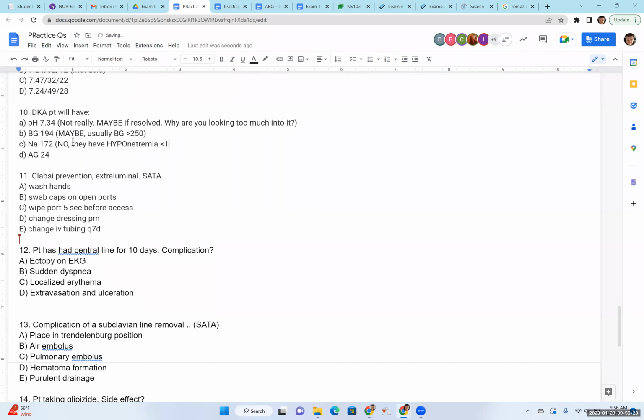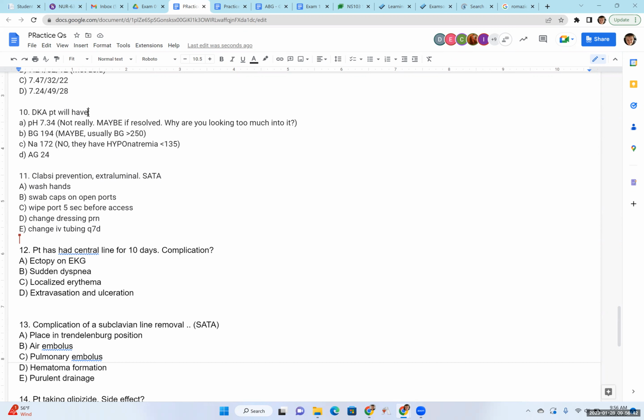100. Less than 135 would be hyponatremia, right? But yeah, 120, 112, 128, right? That is concerning for hyponatremia. And if we see someone has DKA, we're not going to freak out about it. We know that just goes along with it.